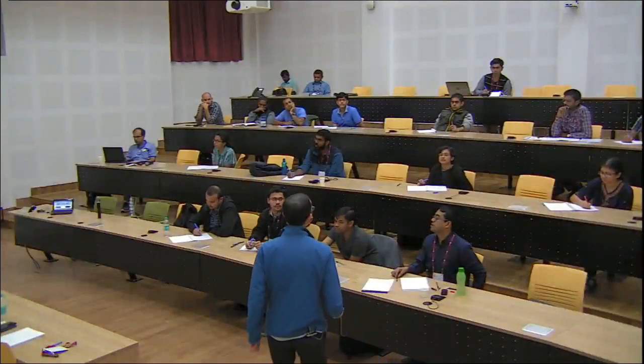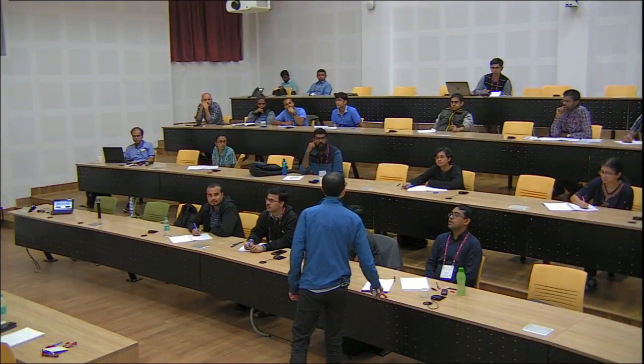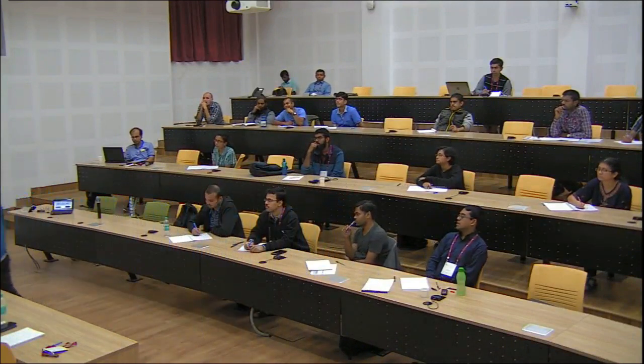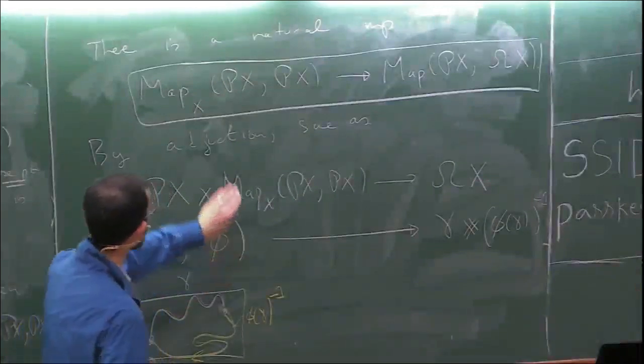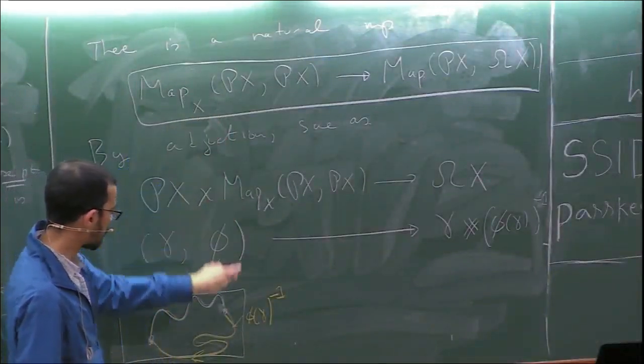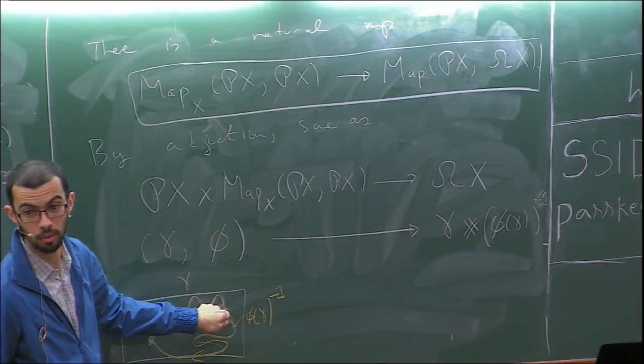Sorry, can you just repeat that? They have the same endpoint. And the reason they have the same endpoint is because this phi is a map over X. What does it mean to be a map over X? It means it preserves the projection, and the projection is the map to the first endpoint.